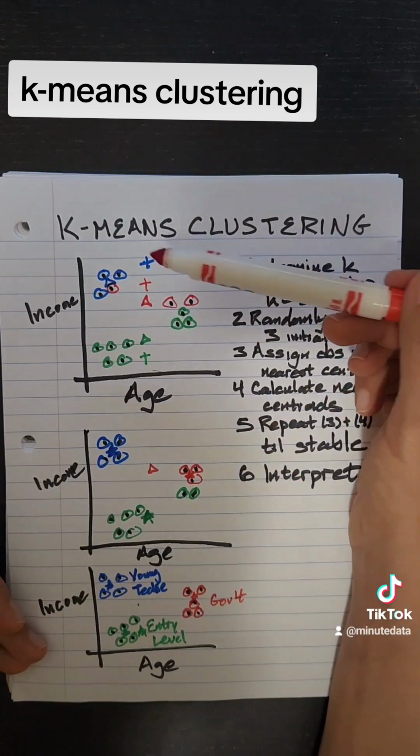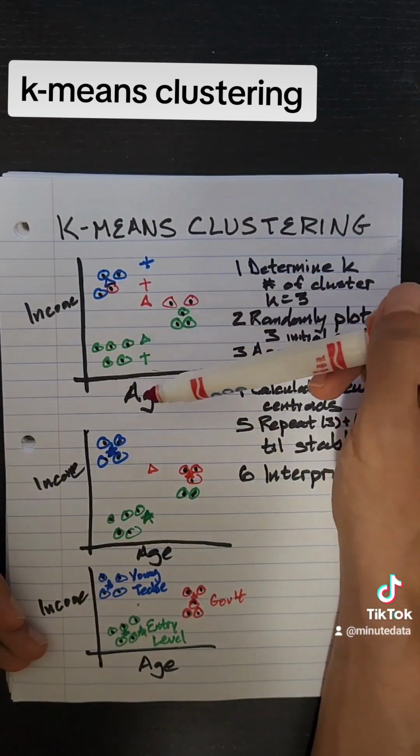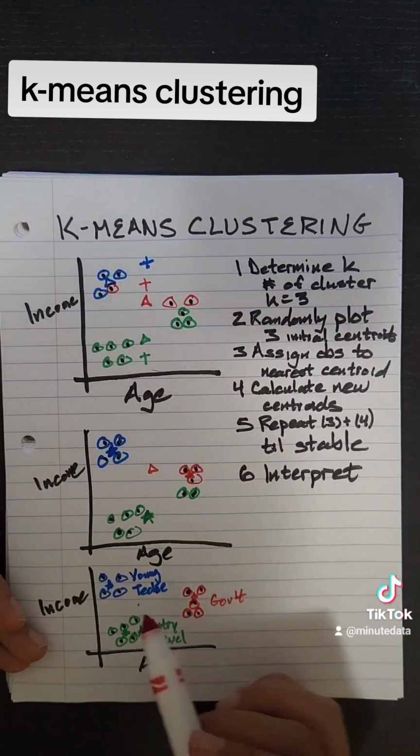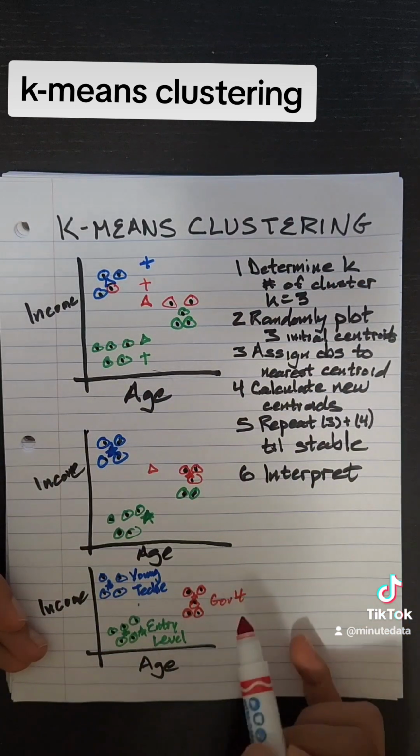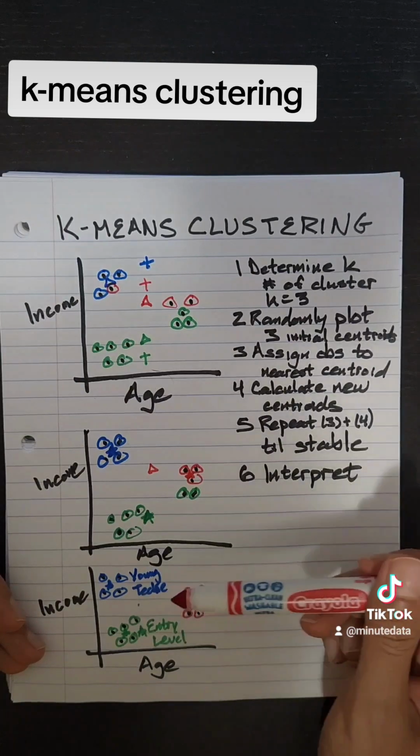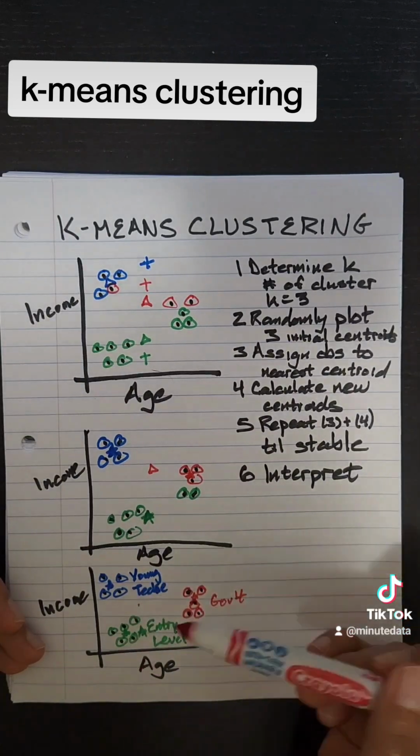So yep, we started off with these observations based on age and income. We wanted to create 3 clusters, and we created the blue, green, and red clusters. We dug into the data and noticed some common patterns within the blue, green, and red, and we gave them nice labels.